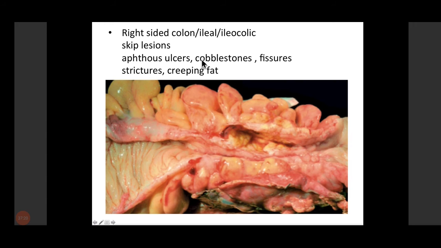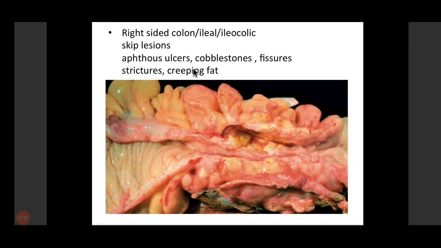What you see again are the presence of these fissuring ulcers and cobblestones. That is, like pseudopolyps, what you may get is just edematous areas instead of pseudopolyps, though you can get pseudopolyps, and those are areas that give a cobblestone appearance. But one of the very important features is the presence of strictures and creeping fat. Strictures are not common in ulcerative colitis, they are more common in Crohn's colitis, and creeping fat.